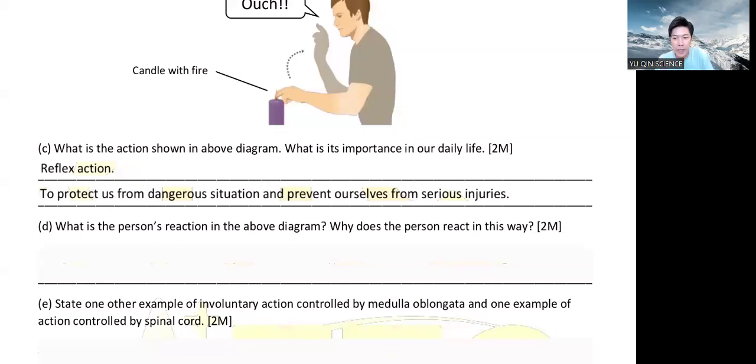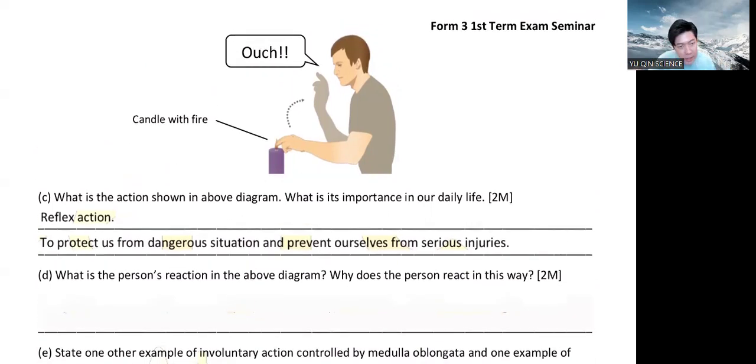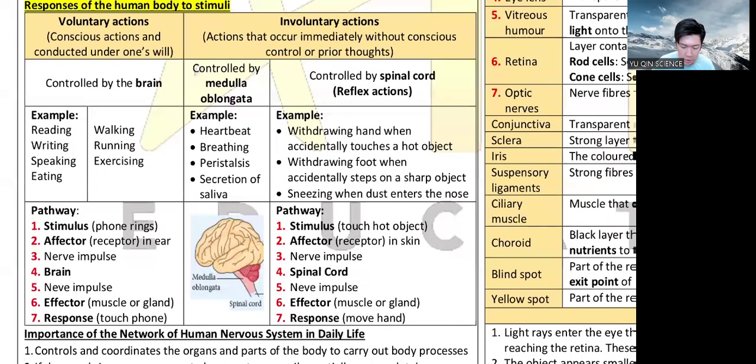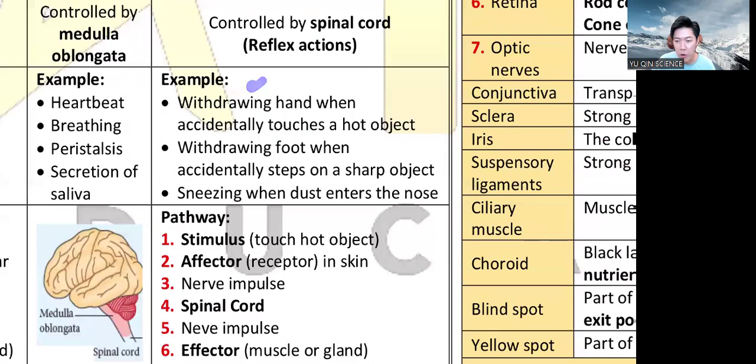Okay, all good. Like D, what is the person's reaction in the above diagram? I think the answer is basically in the picture already. What is he doing? You touch on it, hot. So what are you doing here? That's an English word for it. It's called withdraw. So what he does is withdraw his hand.